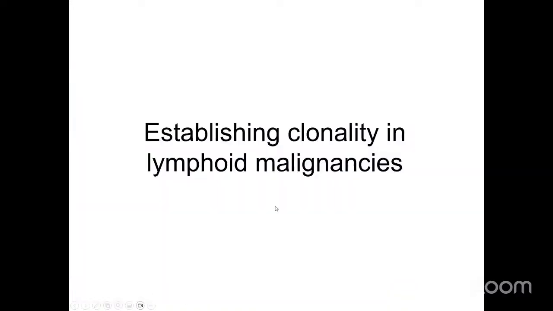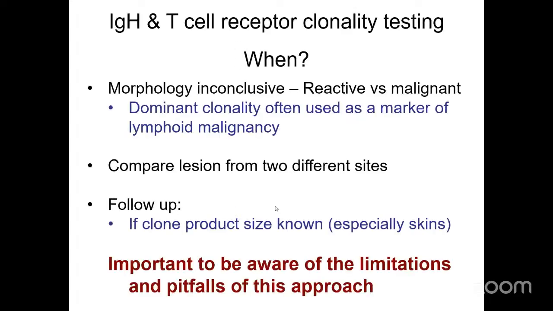So now shifting gears a little bit, talking specifically of lymphoid malignancies and establishing clonality in lymphoid malignancies. So why do we do it? Again, if morphology is inconclusive, you want to look for whether it is a reactive or a malignant case.